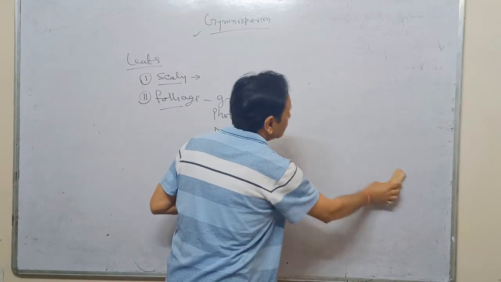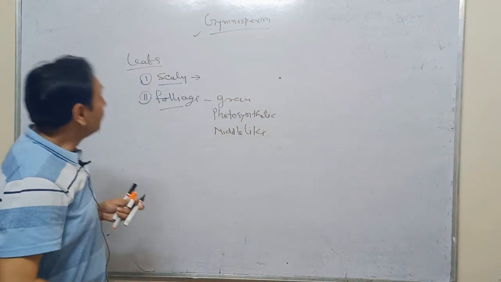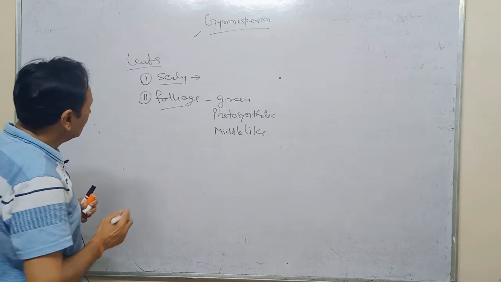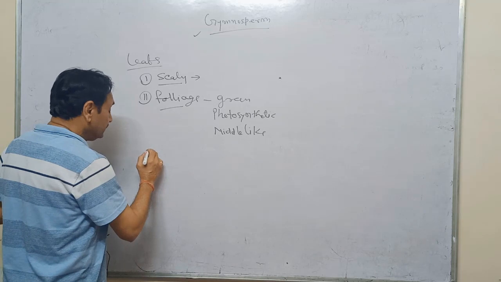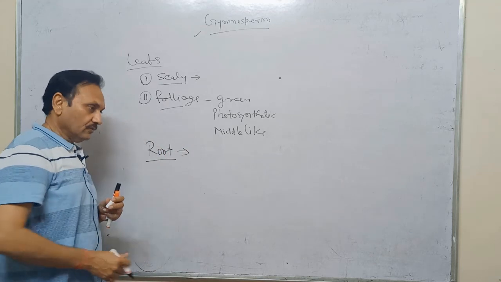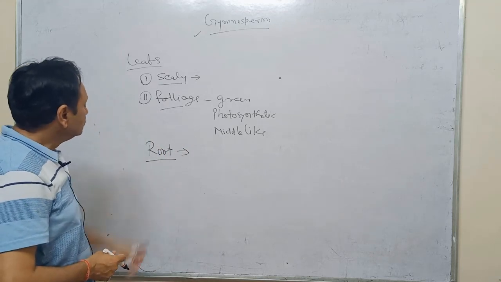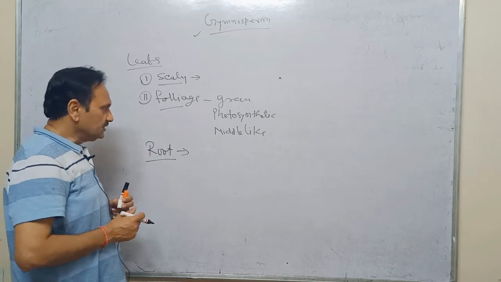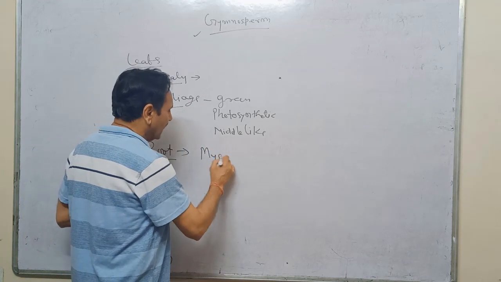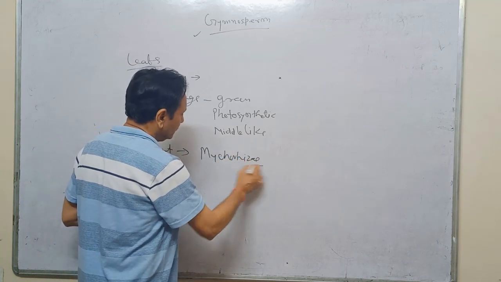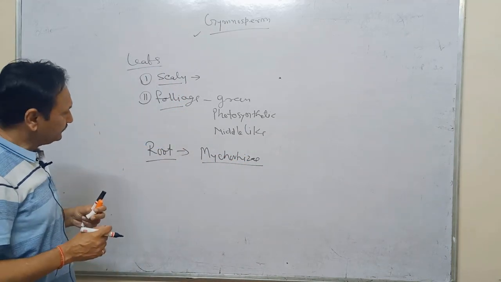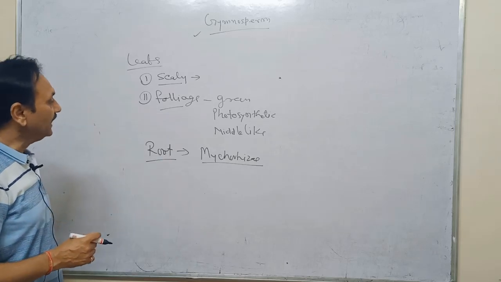Stems are woody, covered by scaly leaves, branched. In the case of the root, it has been observed that it is of the taproot system also, but there is mycorrhiza. Mycorrhiza means there is a symbiotic relation between this particular plant root and certain fungi.